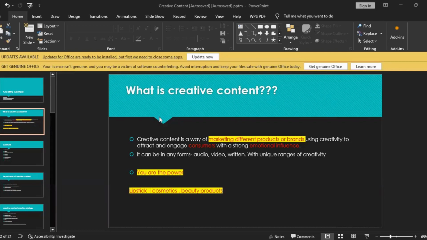So keeping that in a nutshell, this is what we are going to study and elaborate on. So keep that in your mind, okay? Another thing you have to know is that creative content has forms such as audio, video, and written. You can produce your piece of creative content in these forms, mainly audio, video, and written. And you have to believe that you are the power.